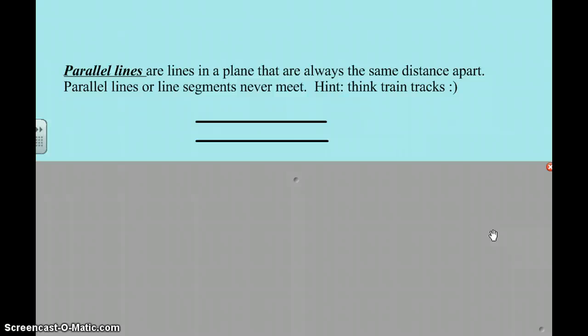So think train tracks. Okay, if your train tracks aren't parallel, then your train's going to fall off your track. Okay, so you have to have parallel lines in order to have train tracks that are efficient and get you to where you want to go. So train tracks, parallel lines. They're equal distance apart.